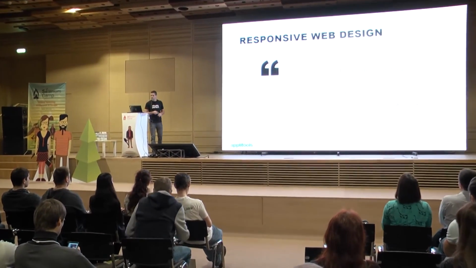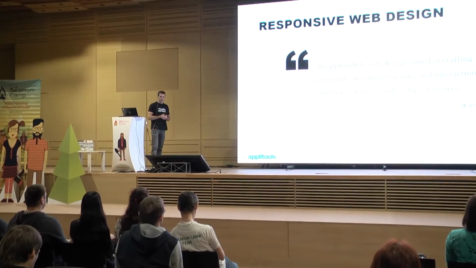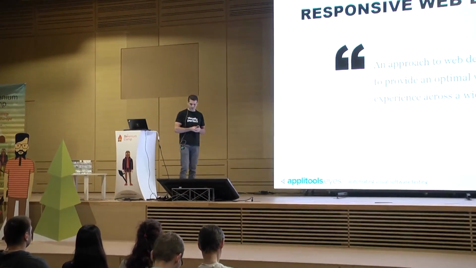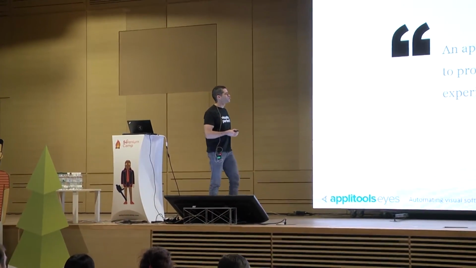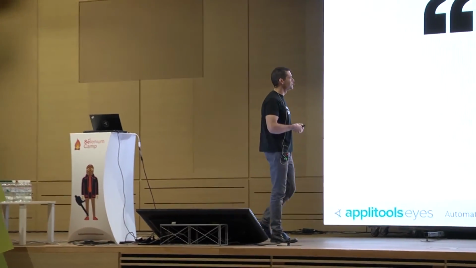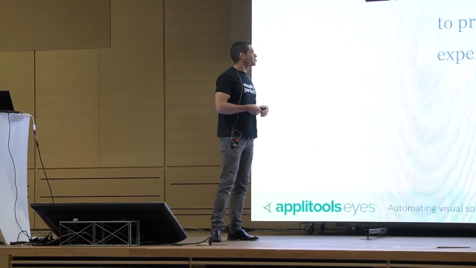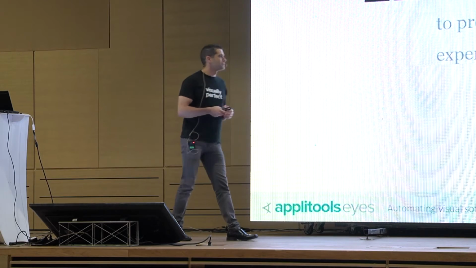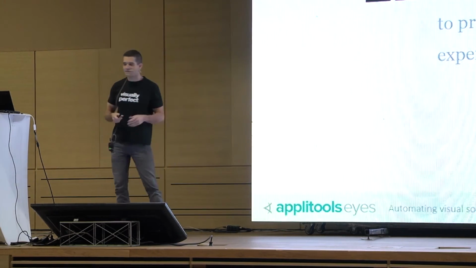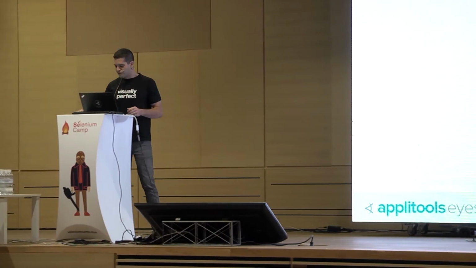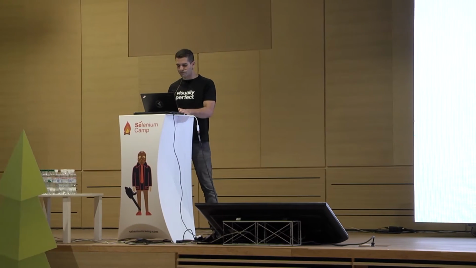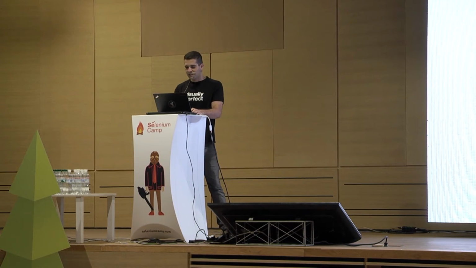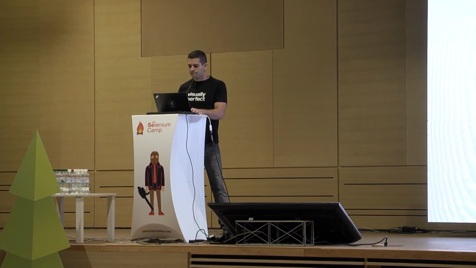So what is a responsive website? If we look at the Wikipedia definition for responsive web design, we can see that it's an approach to web design aimed to provide an optimal viewing and interaction experience across a wide range of devices. But in order to understand what that really means, it's best to just take a look at a responsive website and see how it behaves. And we'll be looking at github.com.